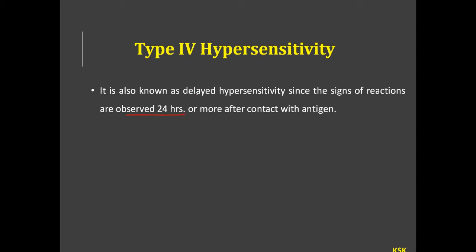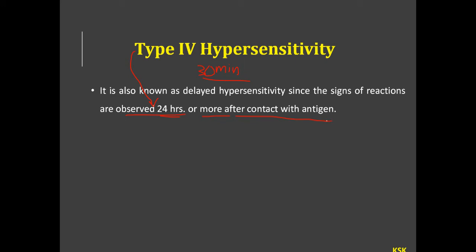If you look at type 1, just within 30 minutes you can observe the action. That's why it is known as the immediate type of hypersensitivity reaction. Whereas the type 4 hypersensitivity reaction takes nearly 1 day, 24 hours, or sometimes more, after contact with the antigen.